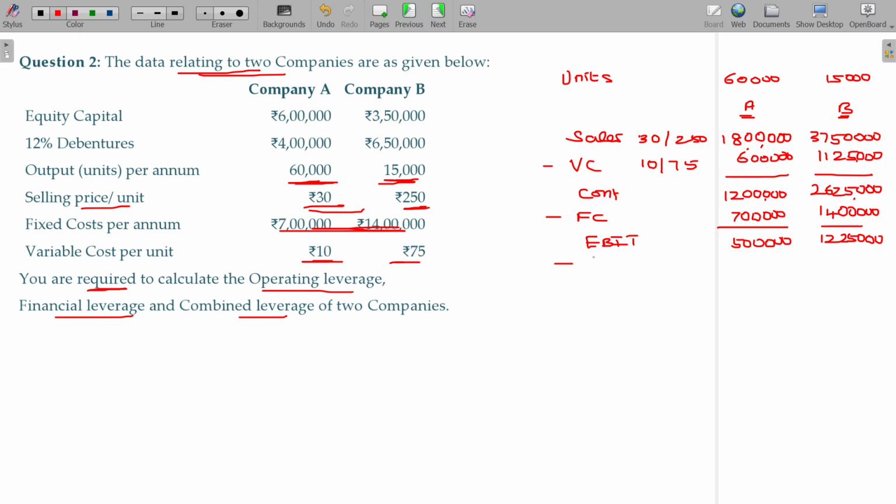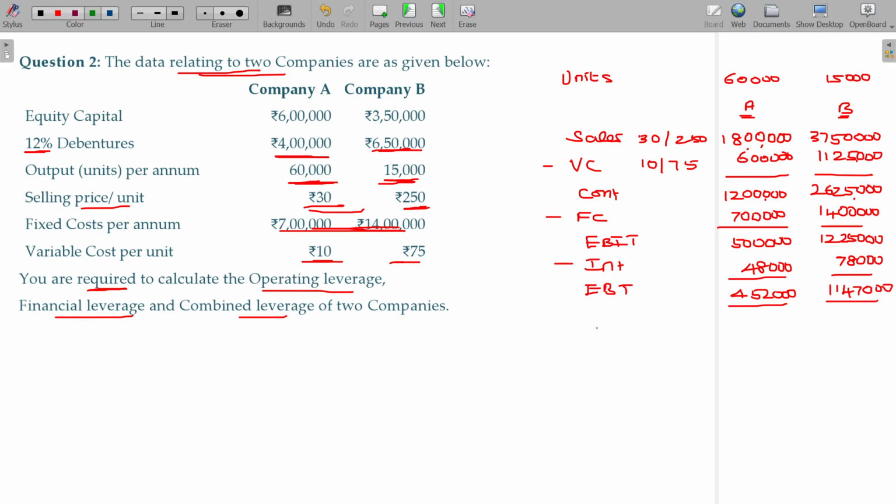From the EBAT, you have to subtract interest. The debentures being 4 lakhs, carrying 12% interest for A, 48,000. For B, 6.5 lakhs, for the 12% being how much? 78,000. Then we'll get EBT. EBT being 4,52,000 for A. For B, 11.47 lakhs.